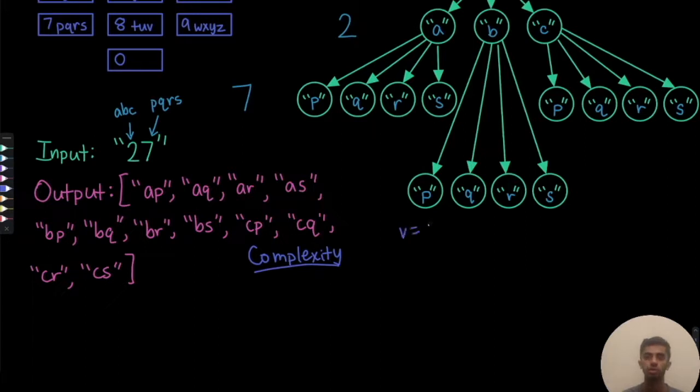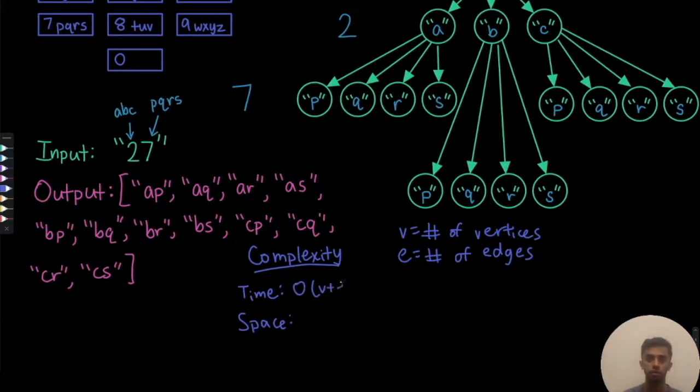So we're going to say V is the number of vertices in our graph, and E is going to be the number of edges in our graph. I wrote that a little bit quickly, but this says vertices up there, and this is going to be edges. So our time complexity is going to be that of a standard DFS, and our space complexity will be the same. So our time complexity is O of V plus E, our space complexity is O of V.